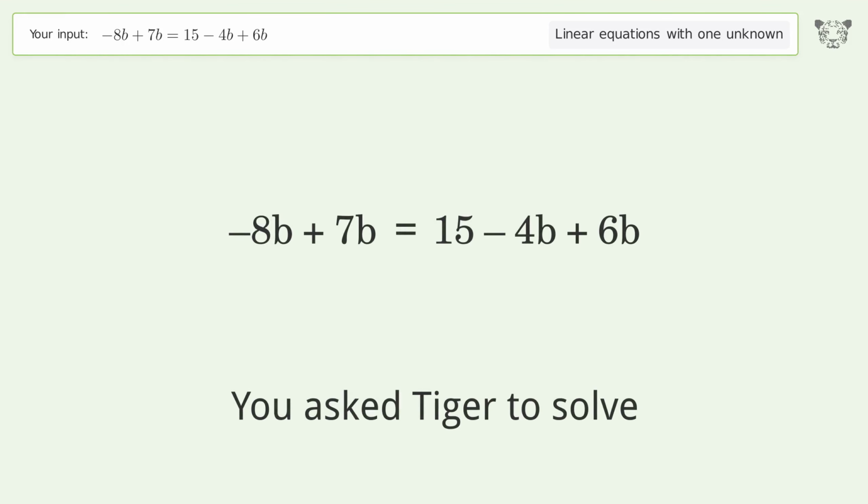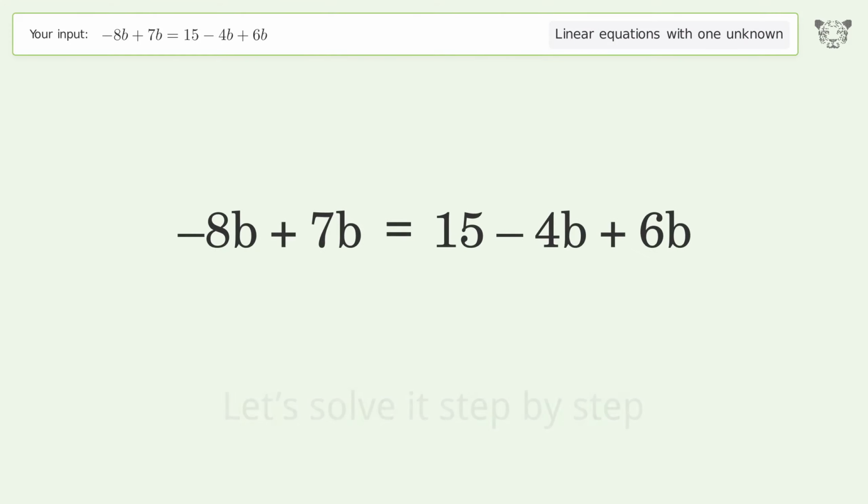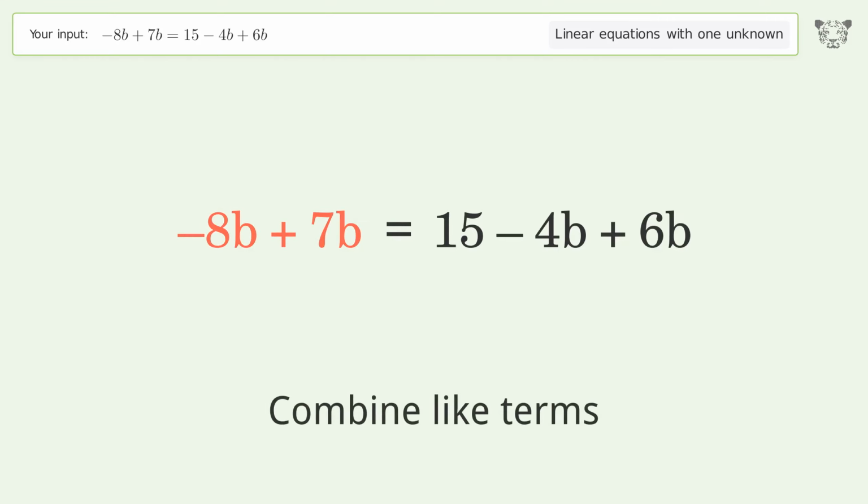You ask Tiger to solve. This deals with linear equations with one unknown. The final result is b equals -5. Let's solve it step by step. Simplify the expression. Combine like terms.